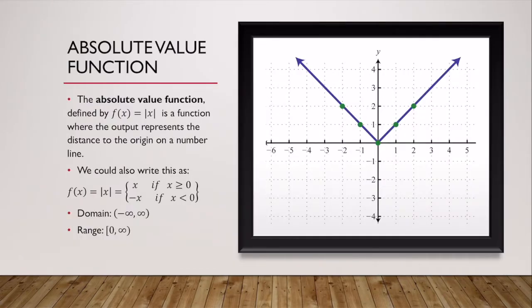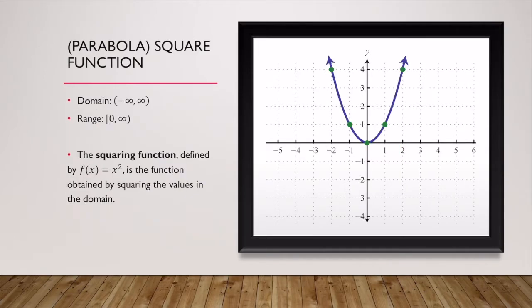Next, we have the absolute value function. Remember, when we take the absolute value, what we're doing is we're measuring the distance from the origin. So I have f of x equals the absolute value of x. This is a function where the output represents the distance to the origin on a number line. So like the absolute value of -2 is 2. The absolute value of 2 is 2. So it's matching each x value with its absolute value. Its domain is all real numbers because you can take the absolute value of every number, but its range only goes from 0 to infinity inclusive, because the absolute value of 0 is indeed 0.